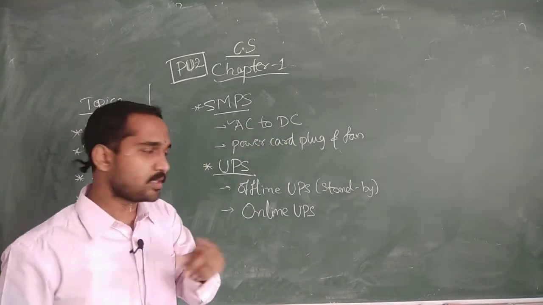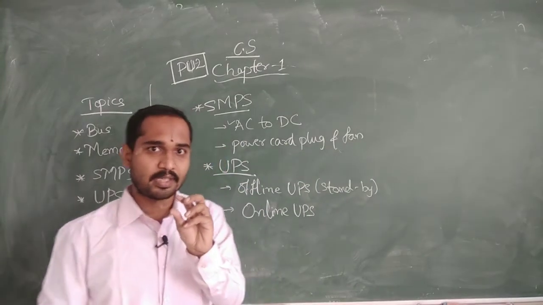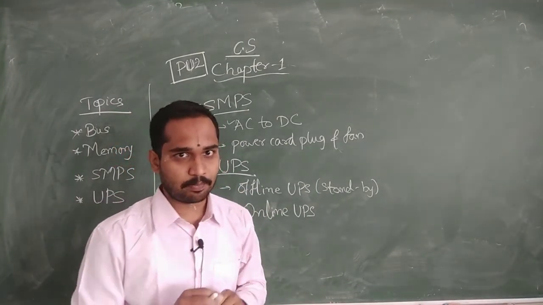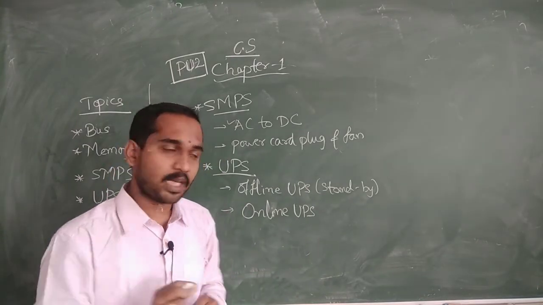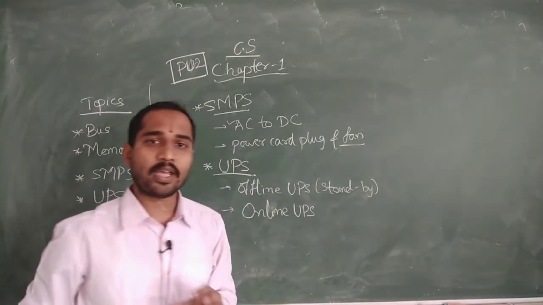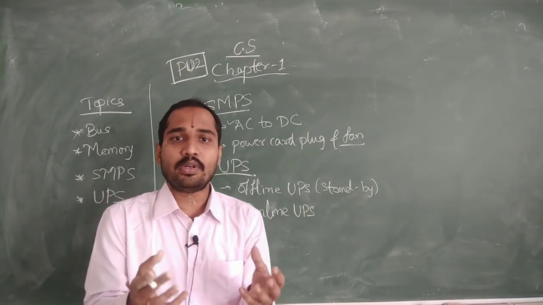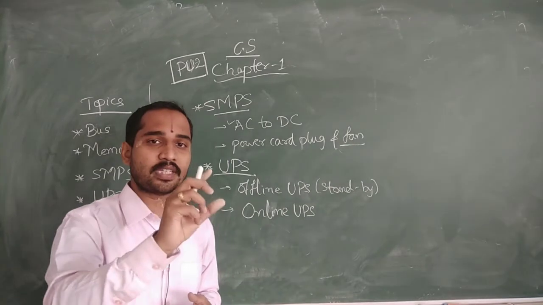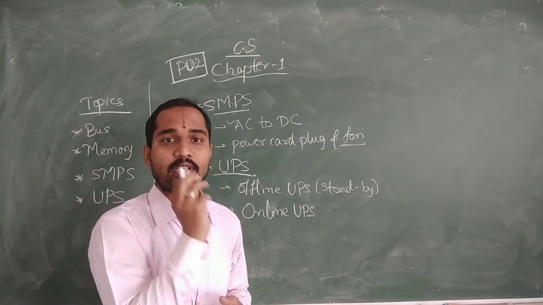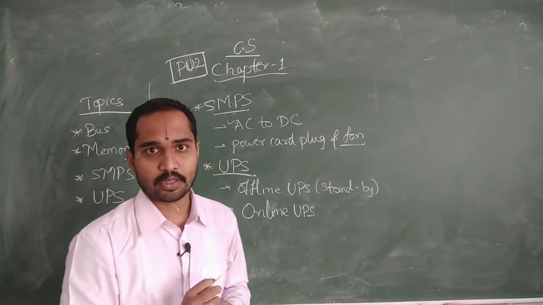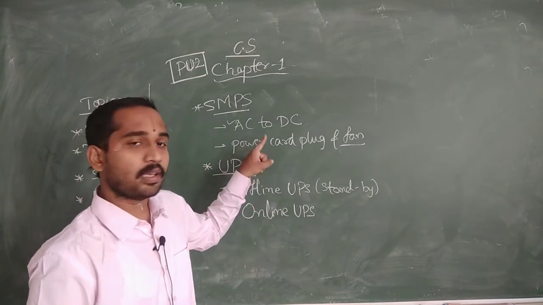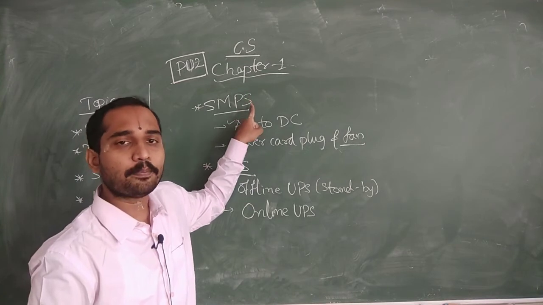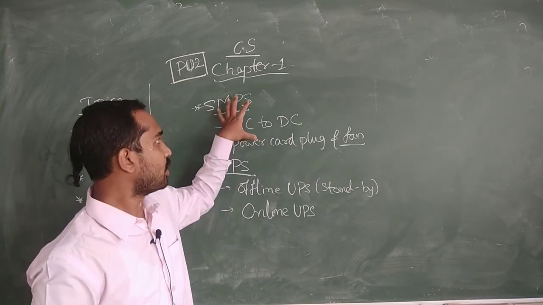It has two components. A power cord plug is there. I hope you all have seen that 3-pin plug that you connect to the CPU. A power cord plug and a fan. Why is the fan needed? When the motherboard components are getting heated up, to cool them down, a fan is situated at the back end of the CPU, even in the laptops. So that is the component of this SMPS, switch mode power supply.